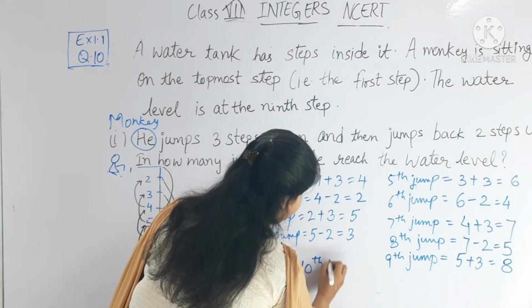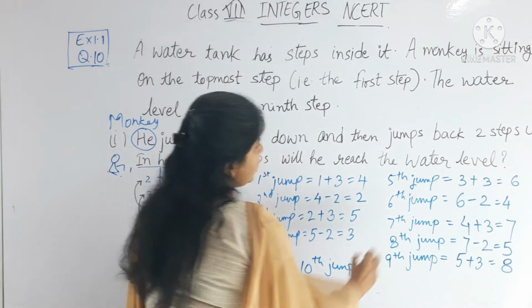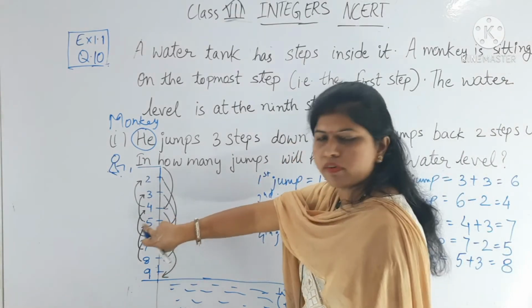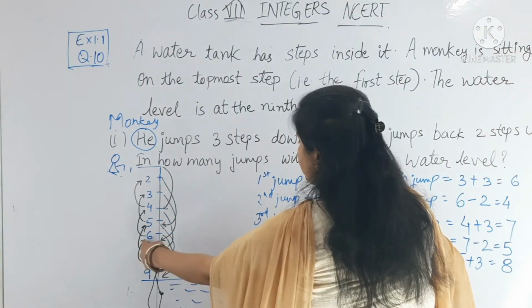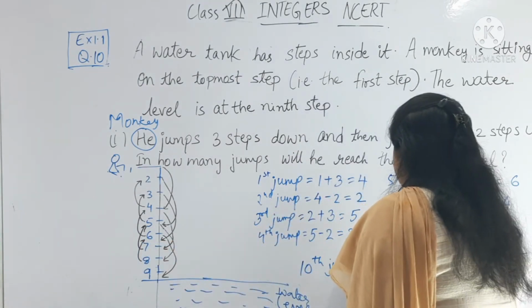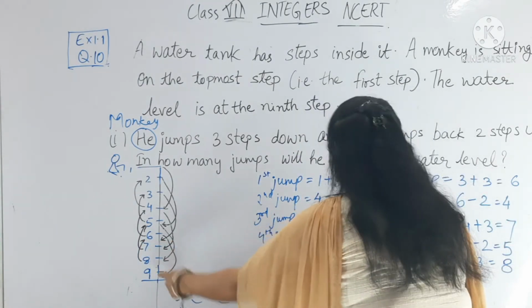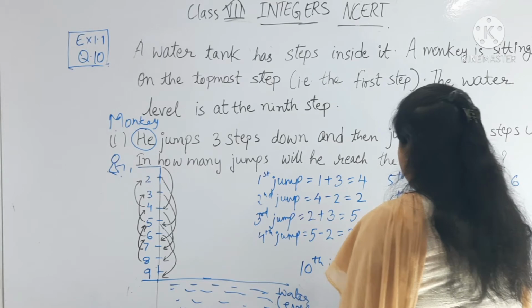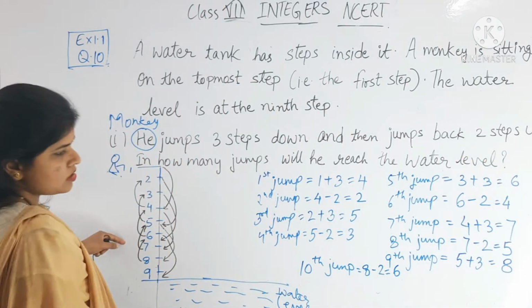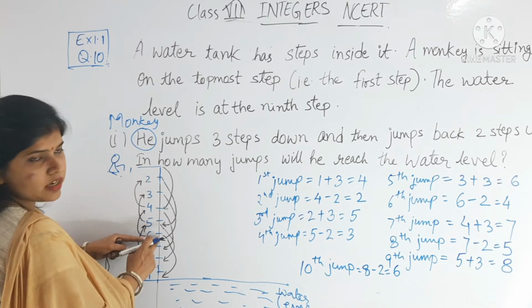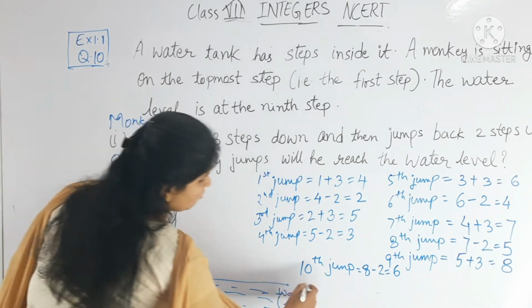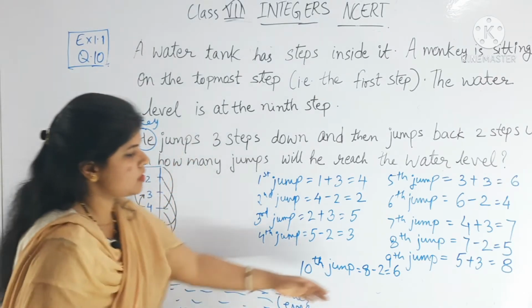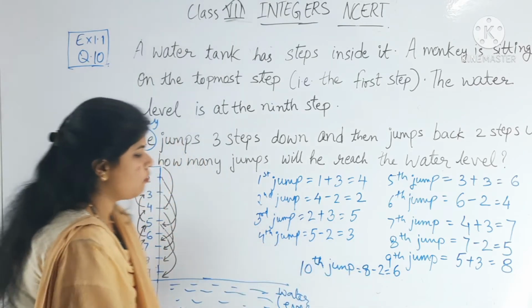Then in the 10th jump, he again jumps back 2 steps up. In which step will he reach? After 8, we have to go 2 steps back up. 8 minus 2 is 6. So the monkey is here on the 6th step. In how many jumps? In 10 jumps, he reached the 6th step.